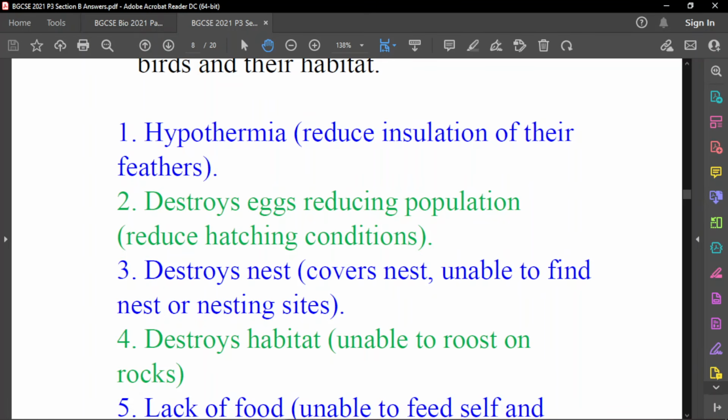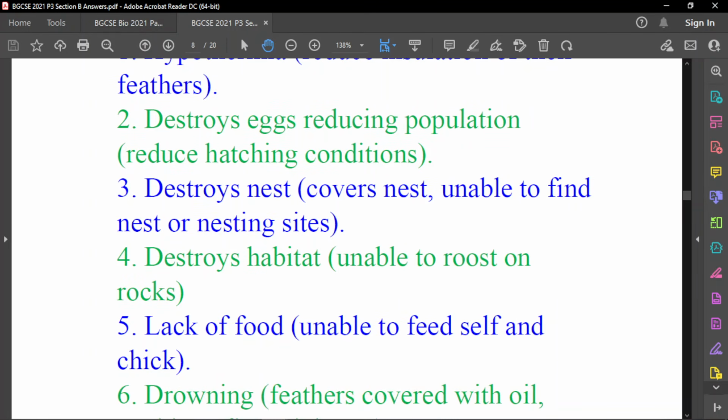If the eggs are covered with oil, they cannot hatch properly. So it reduces the hatching conditions, the hatching properties and probability of the eggs. Because of that, you have a reduction in the population of that bird. Again, what could happen here? It could destroy the nest.